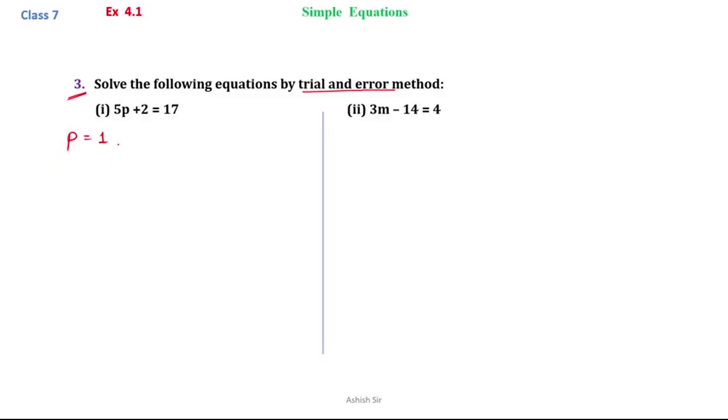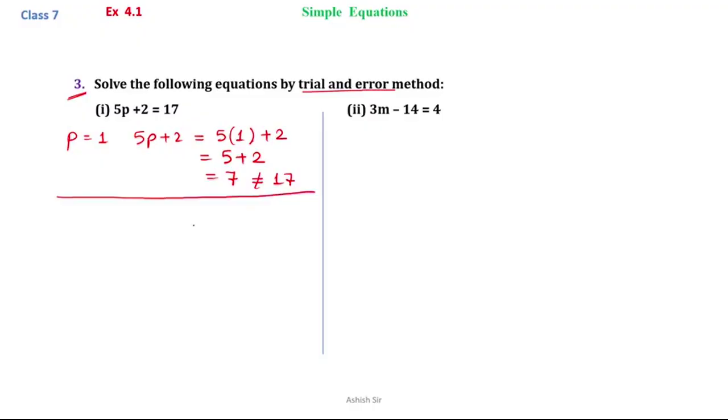If the value of p is 1, the left hand side would be 5 into 1 plus 2, that is 5 ones are 5, plus 2, equals 7. So this is not equal to 17. So p equals 1 is not a solution. Now we will try another value.